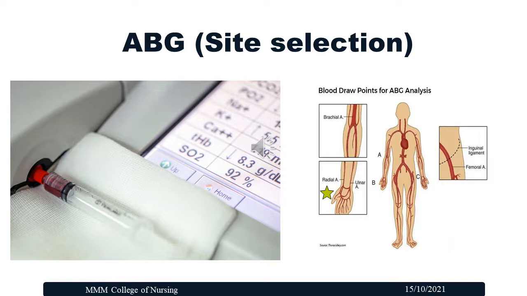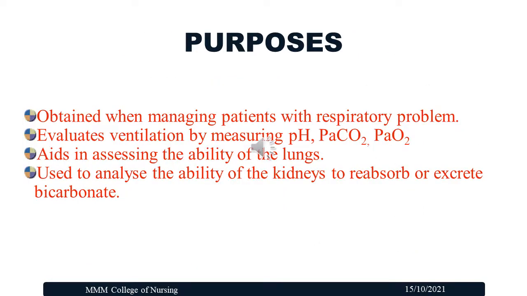The ABG levels are usually in balance when a person is healthy, but when a person becomes sick, all these parameters can go abnormal, and that is when interpretation is of paramount importance. The purposes of ABG testing include: it is obtained when managing patients with respiratory problem, evaluates ventilation by measuring pH, partial pressure of carbon dioxide, partial pressure of oxygen. It aids in assessing the ability of the lungs to provide adequate oxygen and to remove carbon dioxide. It is used to analyze the ability of the kidneys to reabsorb or excrete bicarbonate ions.